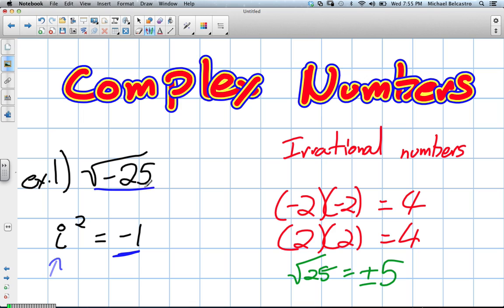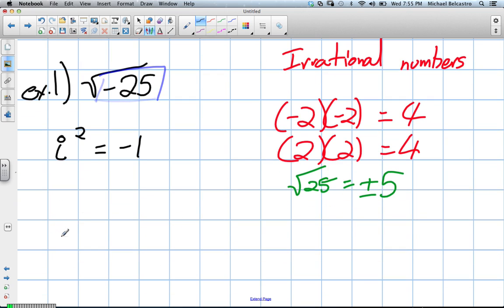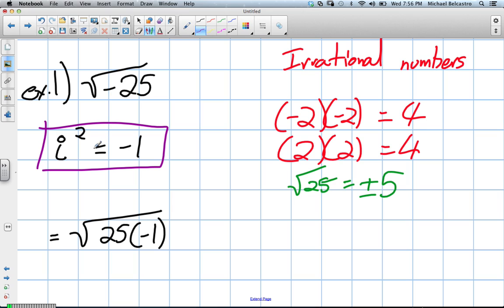So anytime we have a negative here, I can factor it out. Remember, we were just doing radical terms, so we factor out the negative. Let's say we have the root of 25 times -1. We know we can break that up. We just decided to represent -1 with i squared, so we can replace our -1 with i squared. So this question now reads the root of 25 i squared.